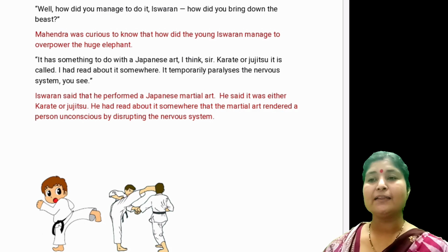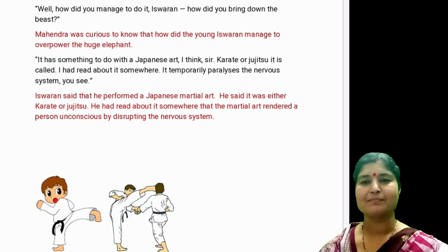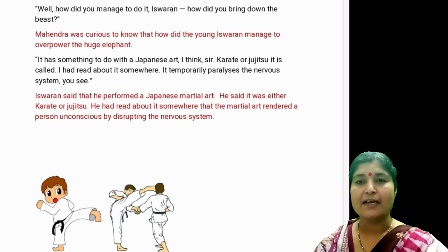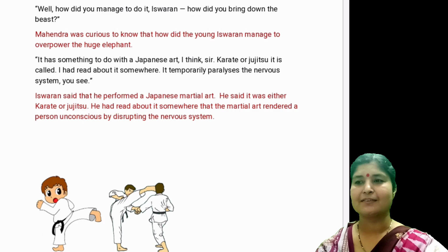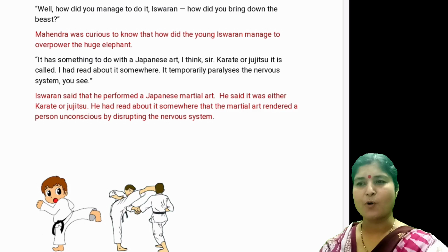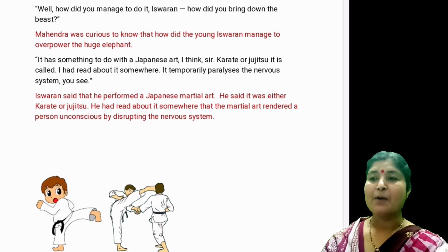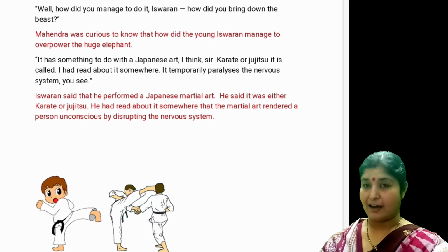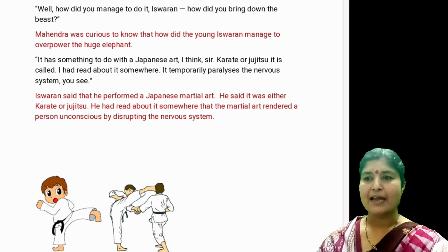So here Mahendran was asking Iswaran, how can you do this? Was it possible? Can it happen? Questions like these were coming to Mahendra's mind. Mahendra was curious to know how the young Iswaran, the small boy Iswaran, managed to overpower the huge elephant. Iswaran said that he performed a Japanese martial art. You can see it in the picture also. He said it was either karate or jujitsu. He had read about it somewhere. The martial art rendered a person unconscious by disturbing the nervous system.